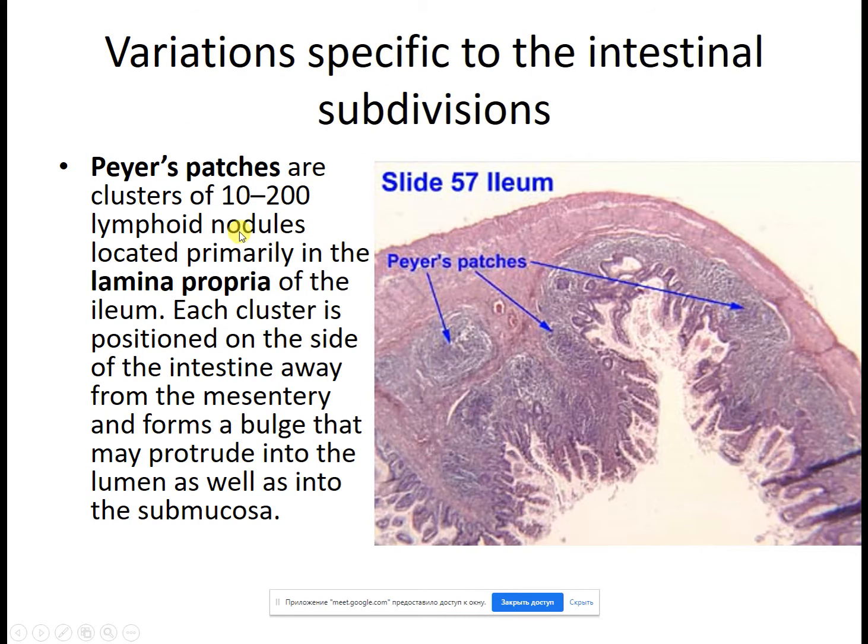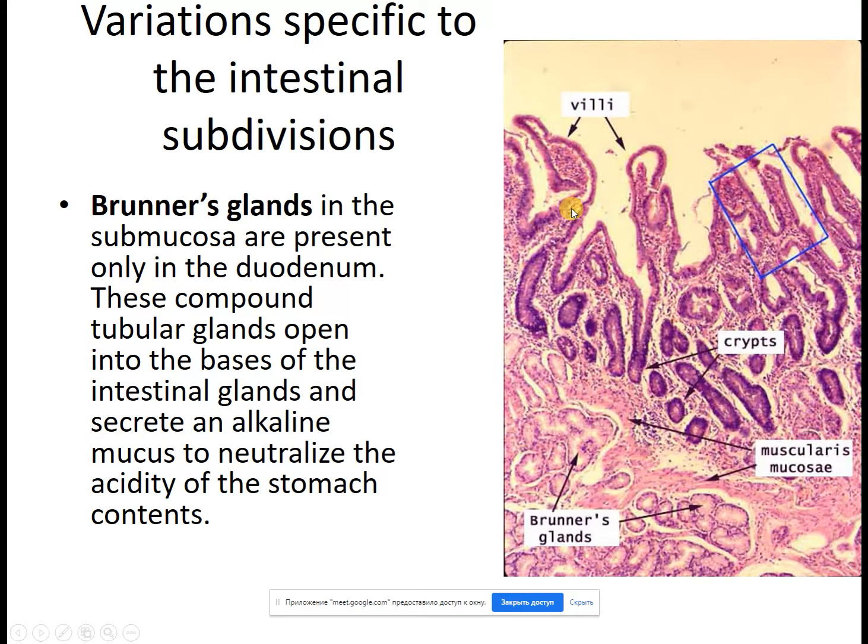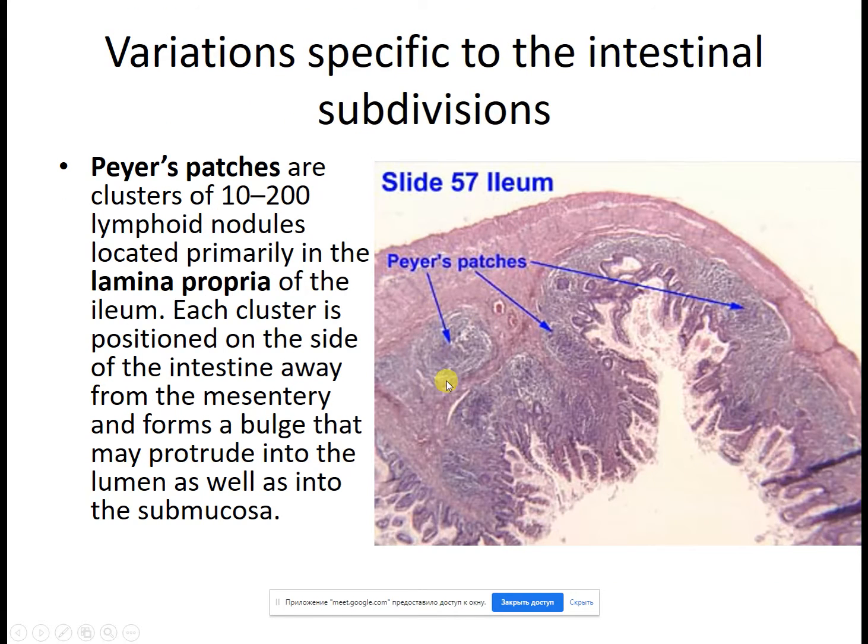Then in the ileum. I remind you, the ileum is the last chamber of the small intestine. It is present with Peyer's patches. You might have heard about them. They're lymph nodules. So if here in the duodenum we have a diffuse lymphatic system, diffusely arranged lymphocytes, here we have these patches. These patches are a collection of lymphocytes.